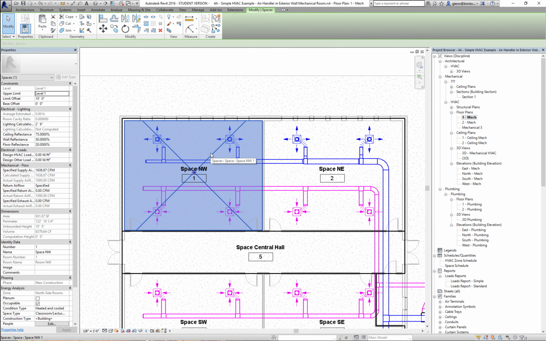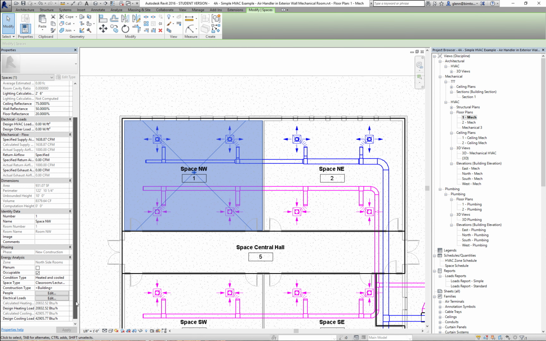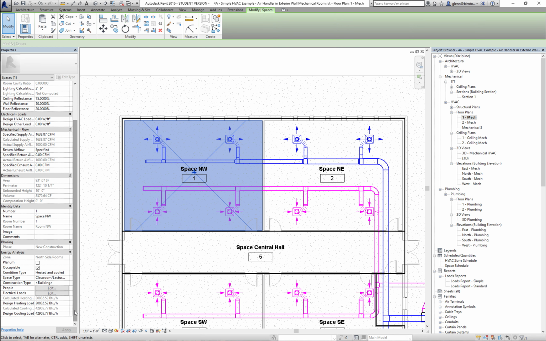Here's space northwest. Again, the big thing that determines how it's going to perform is the whole idea of occupancy, or space type, they call it here: classroom and lecture space. We have the notion, is it heated and cooled, heated only, cooled only, naturally ventilated? We have a lot of different choices in there. Unconditioned, it doesn't want to be conditioned at all. Vented only, naturally vented only. Okay, so we've got a lot of different choices in there.